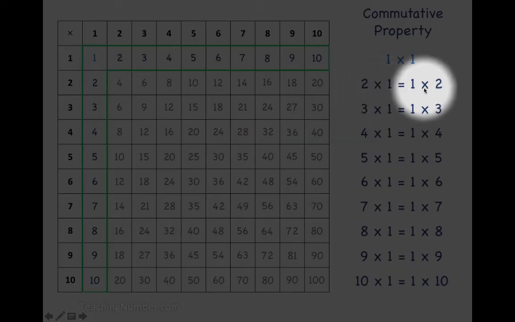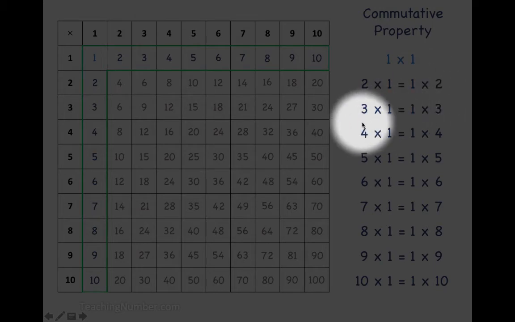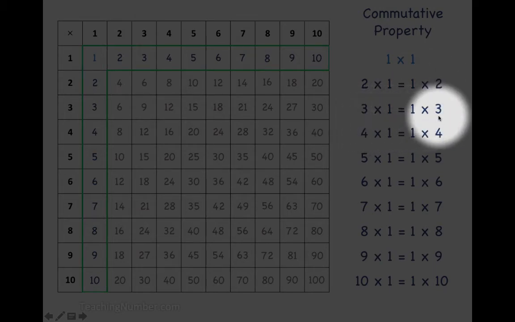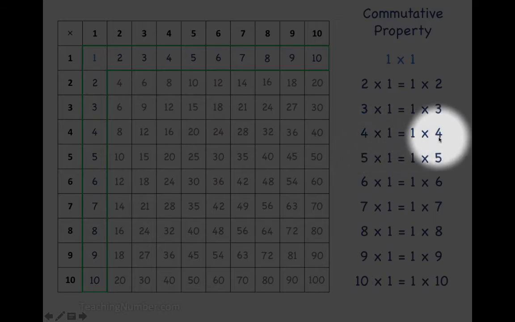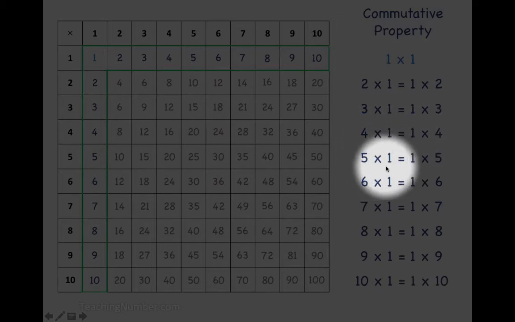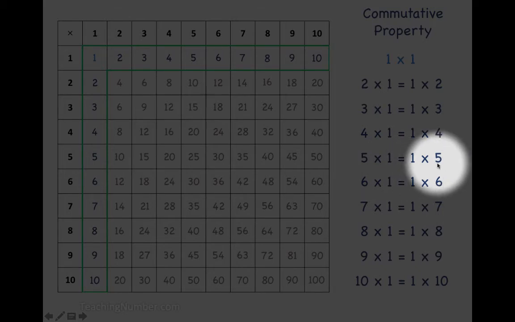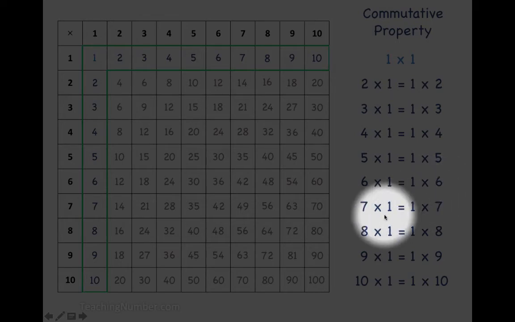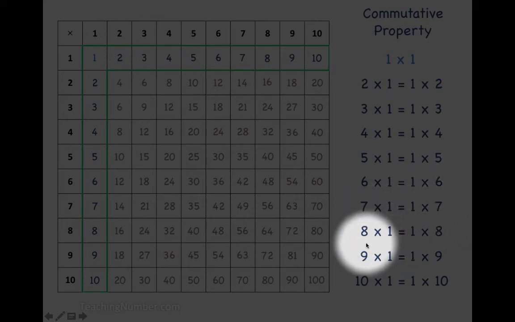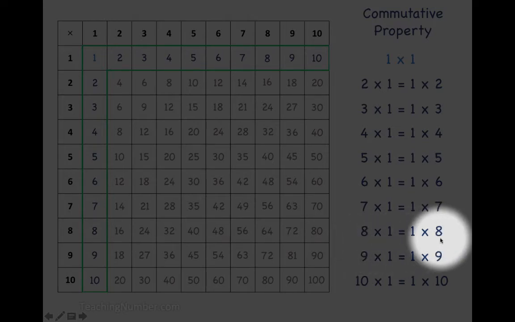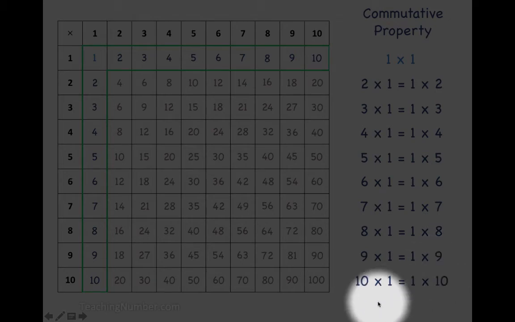2 1s and 1 2 both make 2. 3 1s and 1 3 both make 3. 4 1s and 1 4 both make 4. 5 1s and 1 5 both make 5. 6 1s and 1 6 both make 6. 7 1s and 1 7 both make 7. 8 1s and 1 8 both make 8. 9 1s and 1 9 both make 9. And 10 1s and 1 10 both make 10.